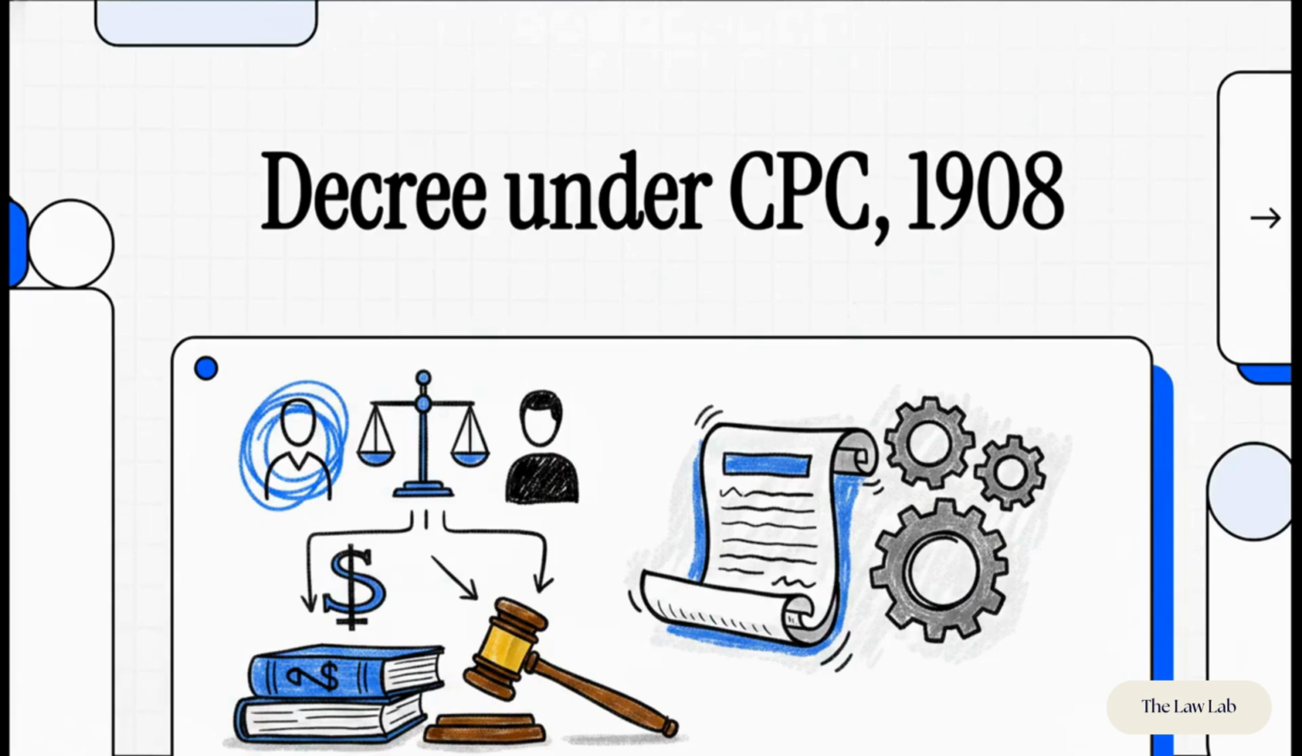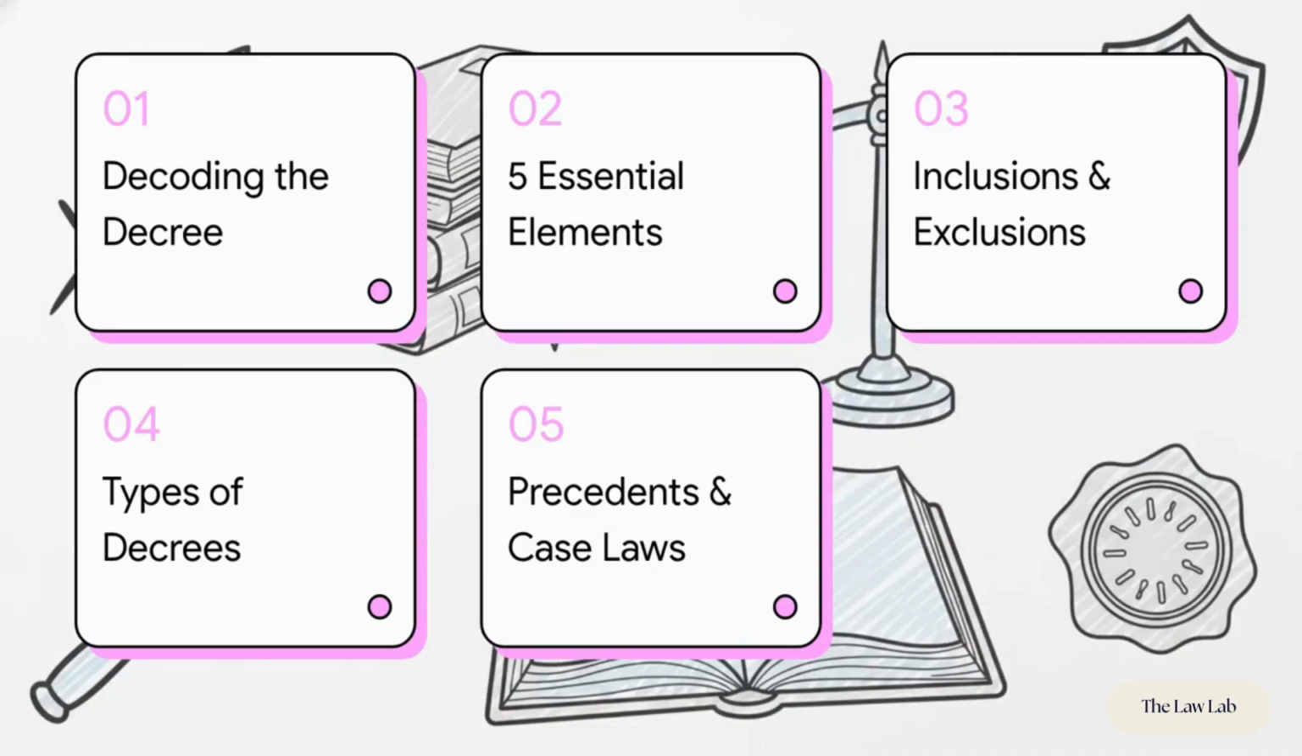Today, we are doing something really cool. We're taking Section 2.2 of the Code of Civil Procedure 1908 and putting it straight under the microscope. We're going to bypass all the basic jargon and dive right into the invisible gears that actually turn the wheels of civil litigation, all to dissect the absolute cornerstone of a case, the decree. Okay, let's dive right in.